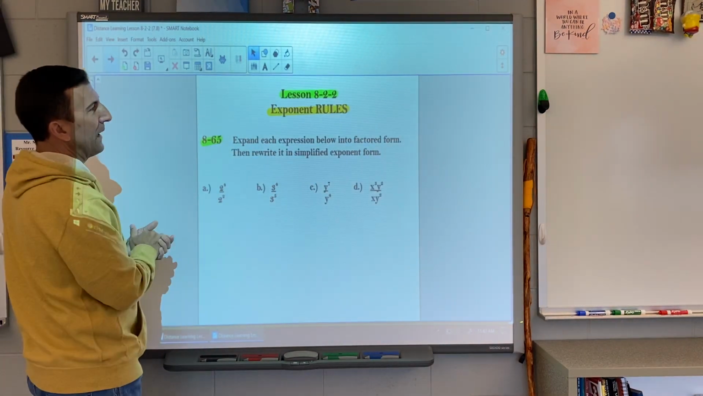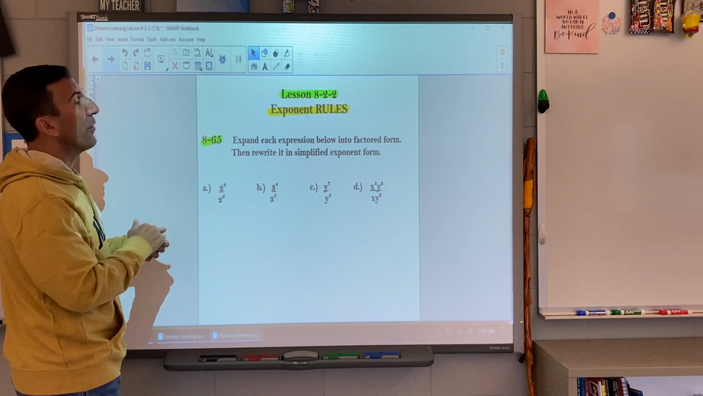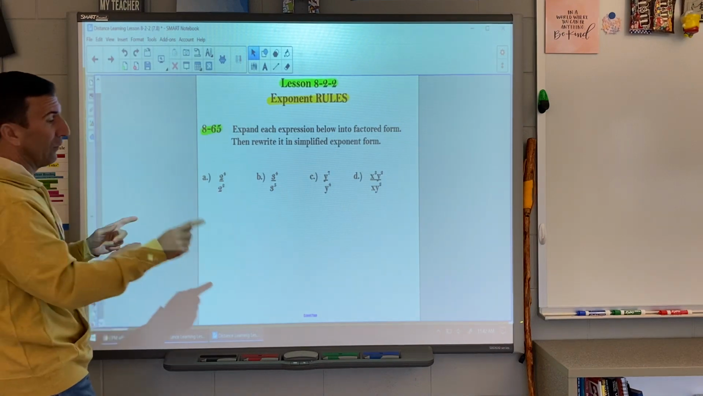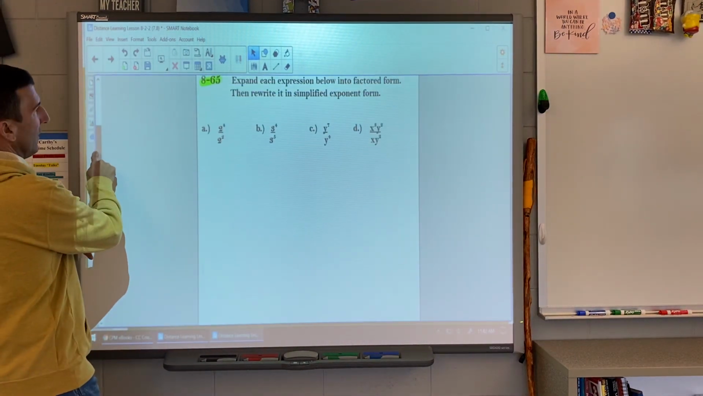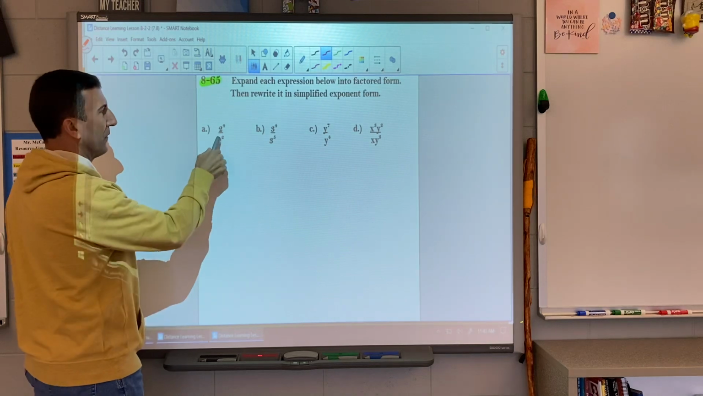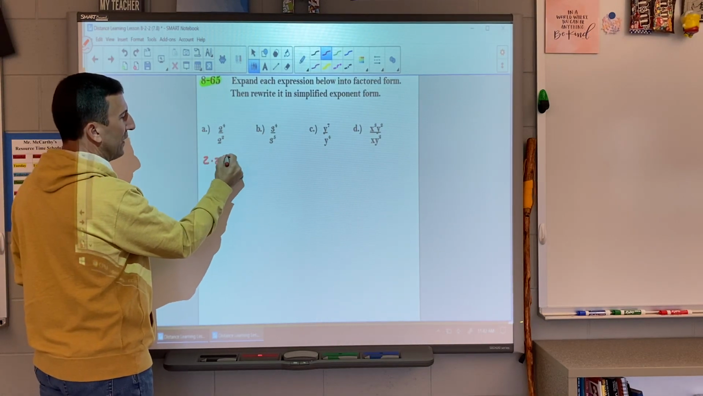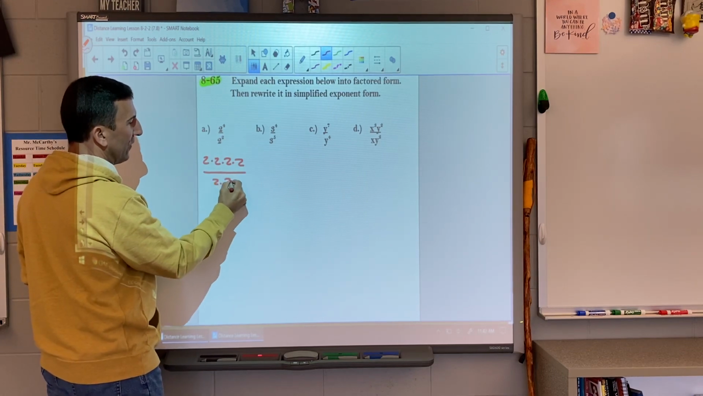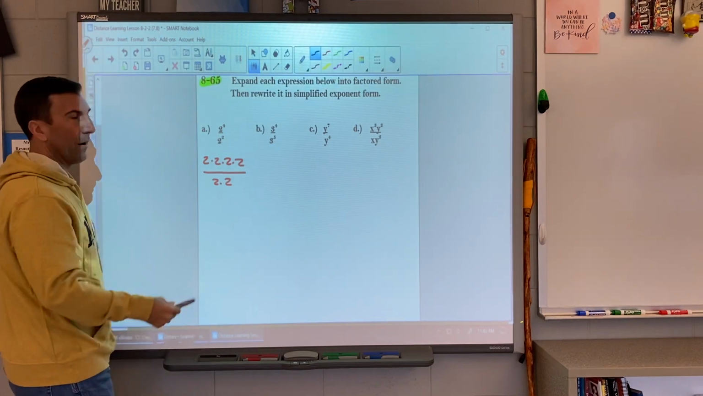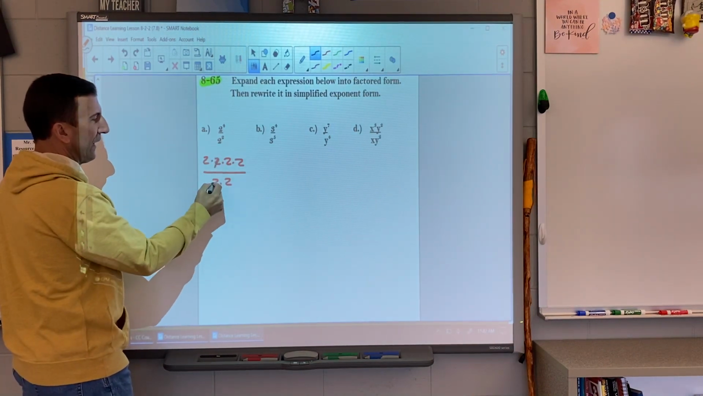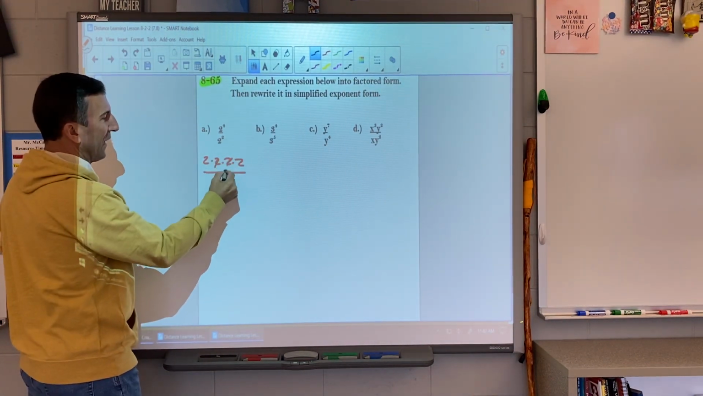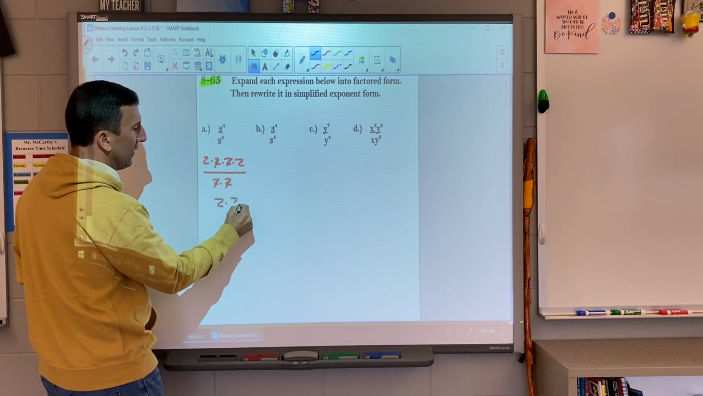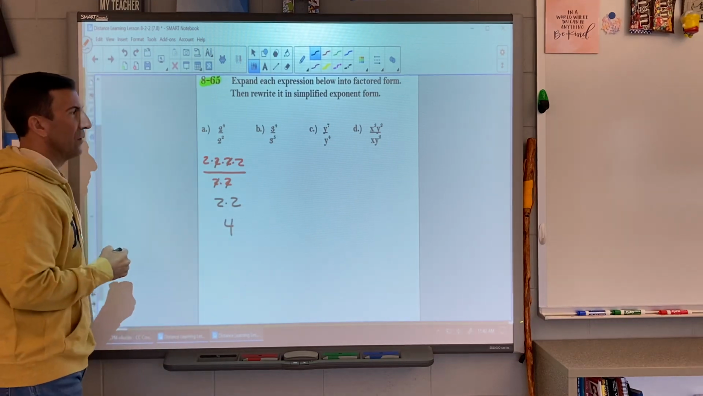Now it said we had to expand each of these below in a factored form, then rewrite it. This is where some of you guys struggled a little bit when we did this the first time. I had you write these out. So on the first one, we had 2 times 2 times 2 times 2, because there's 4 of them, over 2 times 2. If you remember, 2 over 2 is 1, so this is like multiplying by a 1. So the only thing I have left is 2 times 2, which is 4.